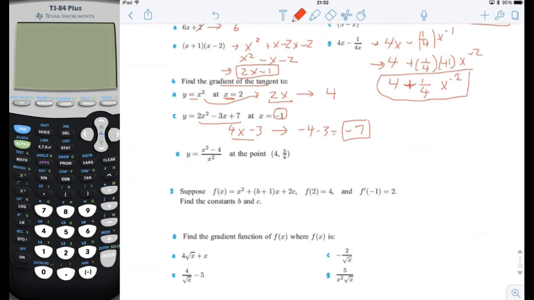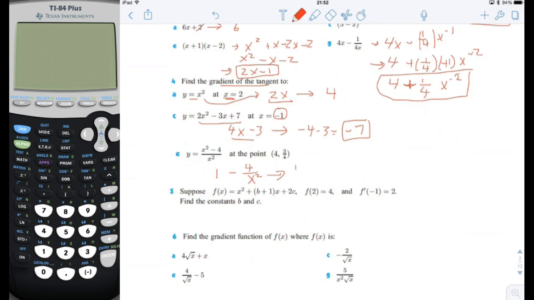Okay? Last of all, y equals x squared minus 4 divided by x squared. Again, we don't know how to do a quotient like this, so we just divide each term by x squared. The first one we get x squared divided by x squared, which is 1. The second term we get negative 4 divided by x squared. And then if we take the derivative of that, the derivative of 1 is 0. Negative 4 divided by x squared is also negative 4x to the negative 2.